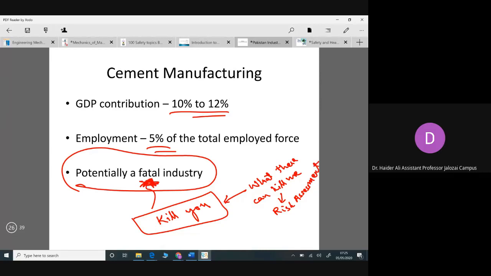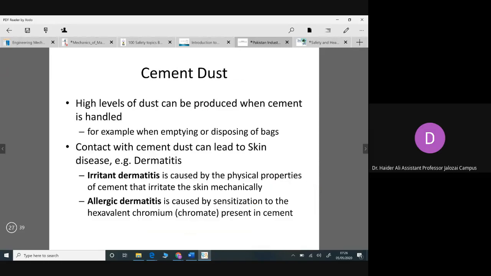Right? So again, the example of the cement industry. One of the potential hazards is cement dust. High levels of dust can be produced when cement is handled, when emptying or disposing of bags. Contact with cement dust can lead to skin diseases, for example, dermatitis, irritant dermatitis, allergic dermatitis.